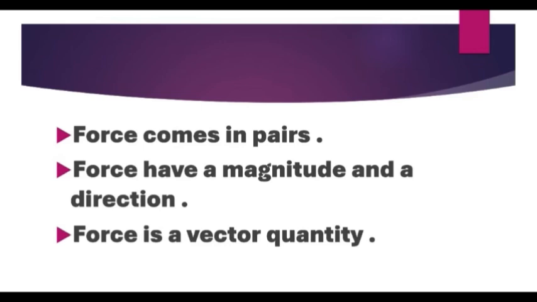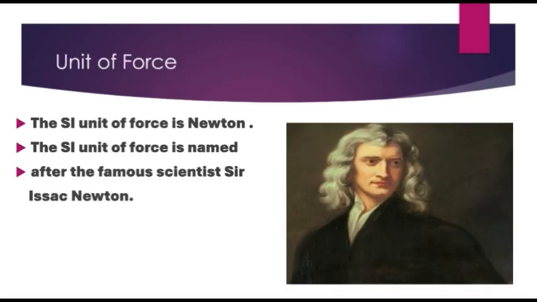Force always comes in pairs, which means forces always occur in equal and opposite directions. If one object pushes another, the second object pushes back with the same strength in the opposite direction, acting on two different bodies. Next point is force is a vector quantity. Why is it a vector quantity? Because it has both magnitude and direction.